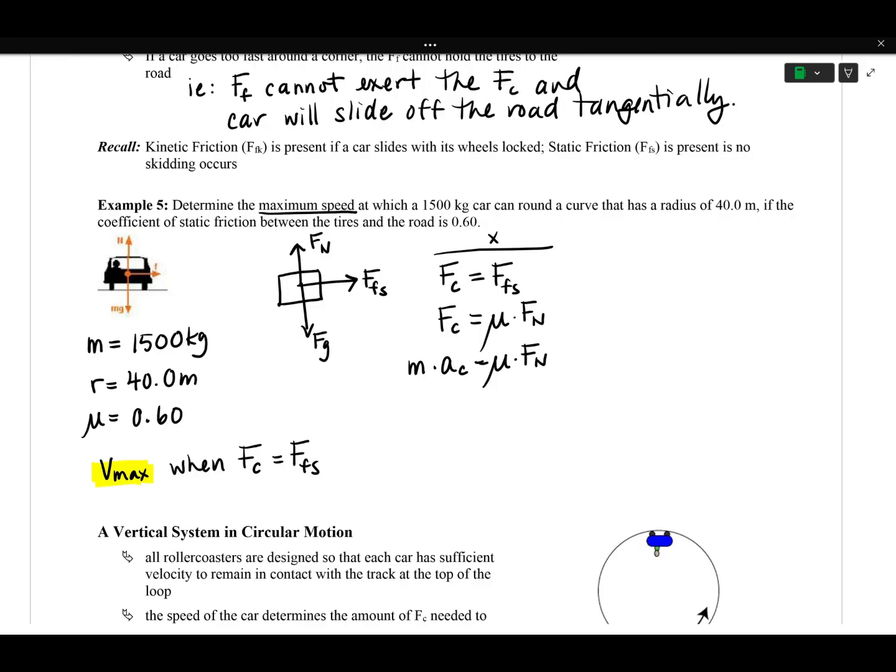I am still trying to look for my speed max. So how am I going to get speed into my formula? If we look at our centripetal acceleration, we know that a_c is equal to centripetal speed squared all over r. So now I can plug that in for acceleration. So now this becomes mass times centripetal speed squared all over r will be equal to the coefficient times the F_N.